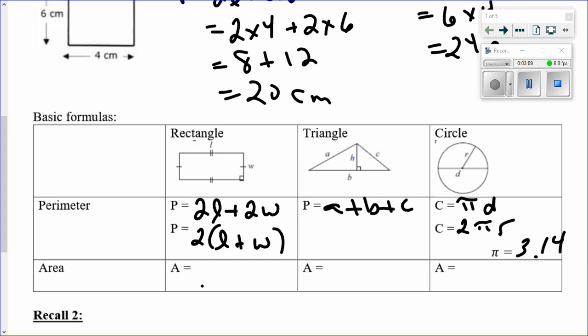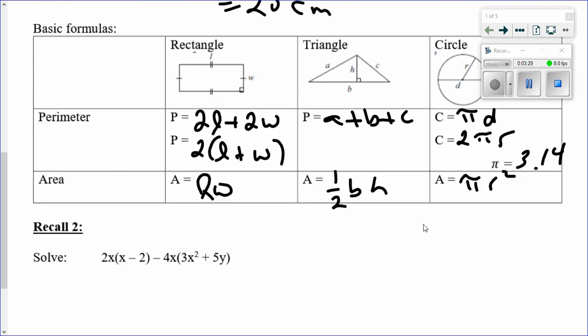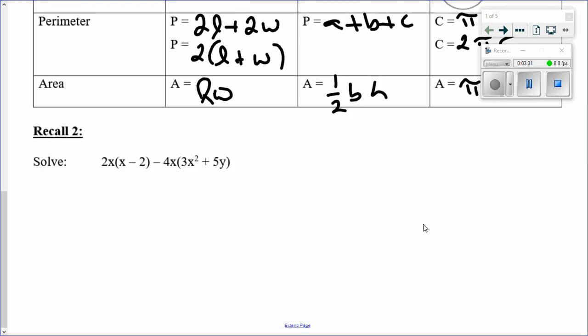Area of a rectangle, length times width, as we've already said, that's an L. Triangles are a little special, 1/2 base times height, or in this case, B. And area of a circle is pi r squared. Okay, so now that we got some basic facts down, we're going to do a quick review of what we did last section.